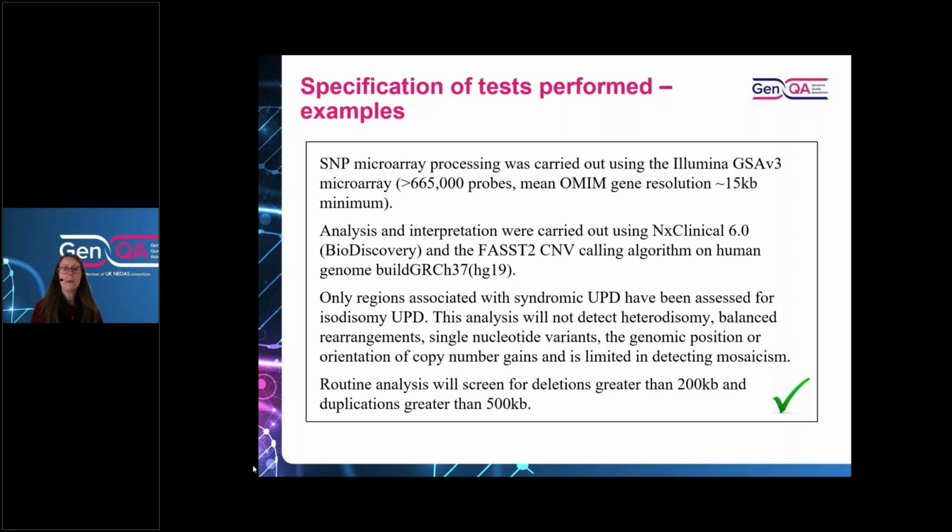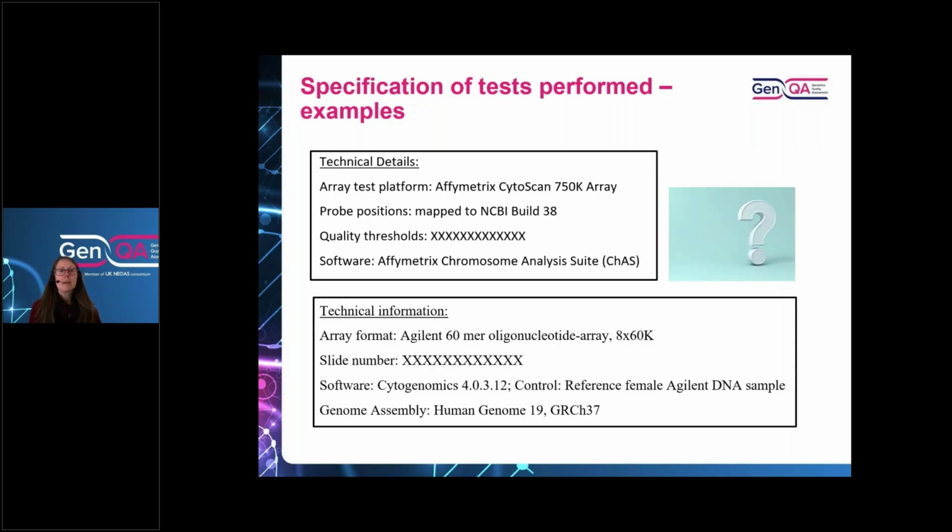And at the bottom is what they've actually done with the output of that test. So although the gene resolution might be 15 kb, routinely they're screening for deletions greater than 200 kb and duplications greater than 500 kb. And this sort of practical resolution might vary depending on whether it's a postnatal test or a prenatal test. So here are some other examples.